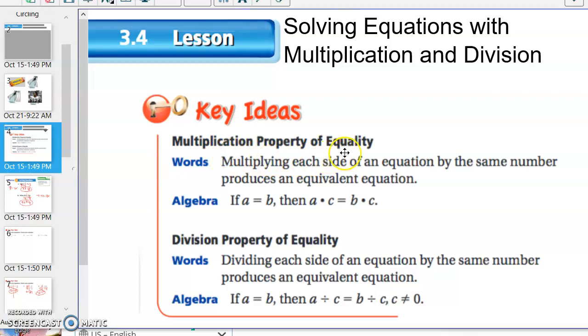So the multiplication property of equality says that as long as I multiply by the same number on both sides, the equations will stay equal to each other. And if I divide by the same number on both sides, they will also stay equal to each other as long as I'm not dividing by 0.